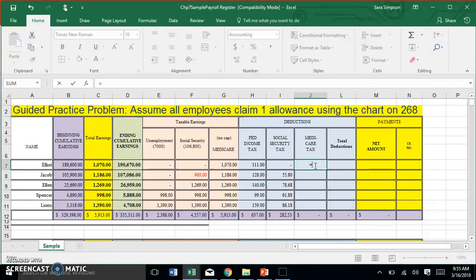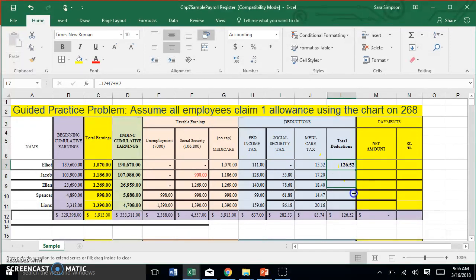Medicare is 1.45%, which is equal to 0.0145, which would be 1.45% times the Medicare taxable earnings, and then we drag that down. Everyone pays Medicare, so that's where we get that number. Total deductions, we will add the 3 in blue. So I'm going to do Medicare tax plus Social Security plus federal income and drag it down. Click the bottom and pull it down.